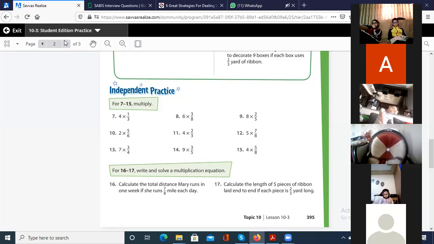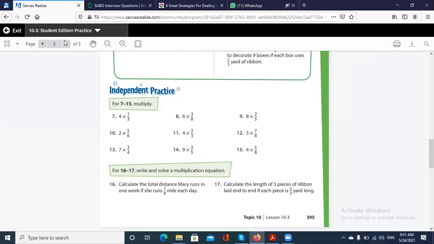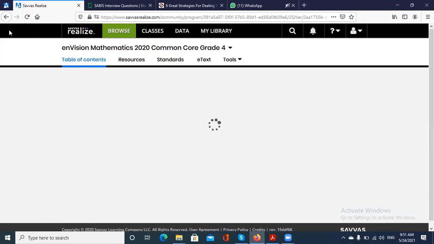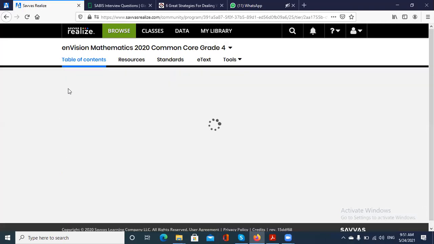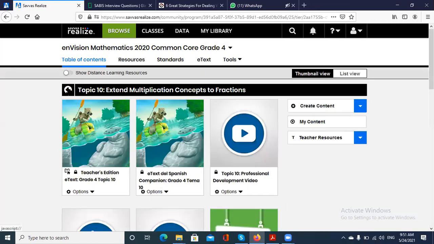Okay, wait. The easiest one is number 7. 4 multiply 1 equals 4. So it's 4/3. Number 7. Yes. Thank you, Jawad.